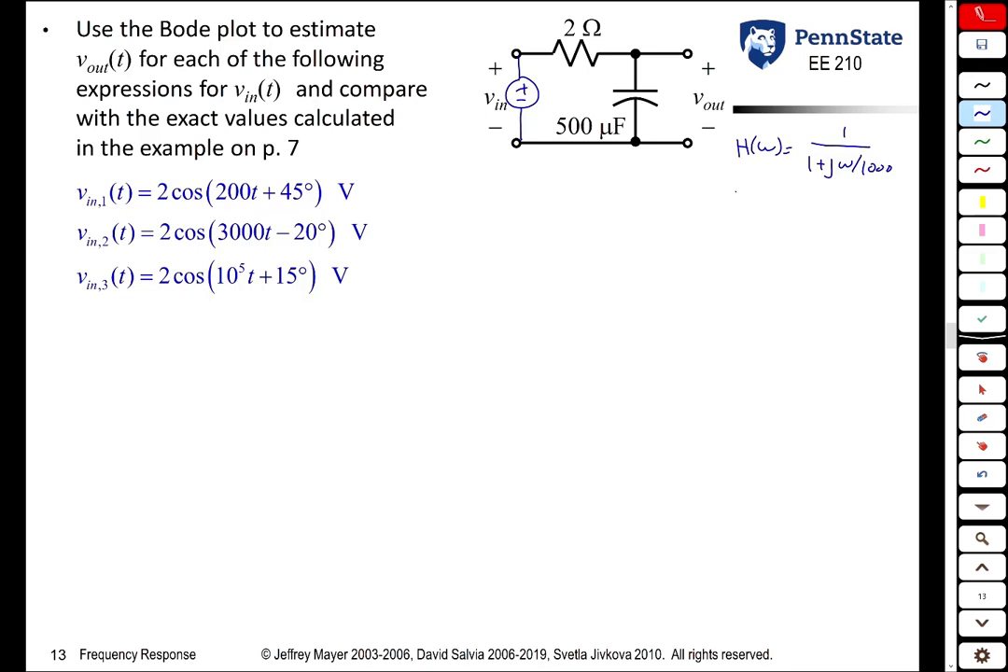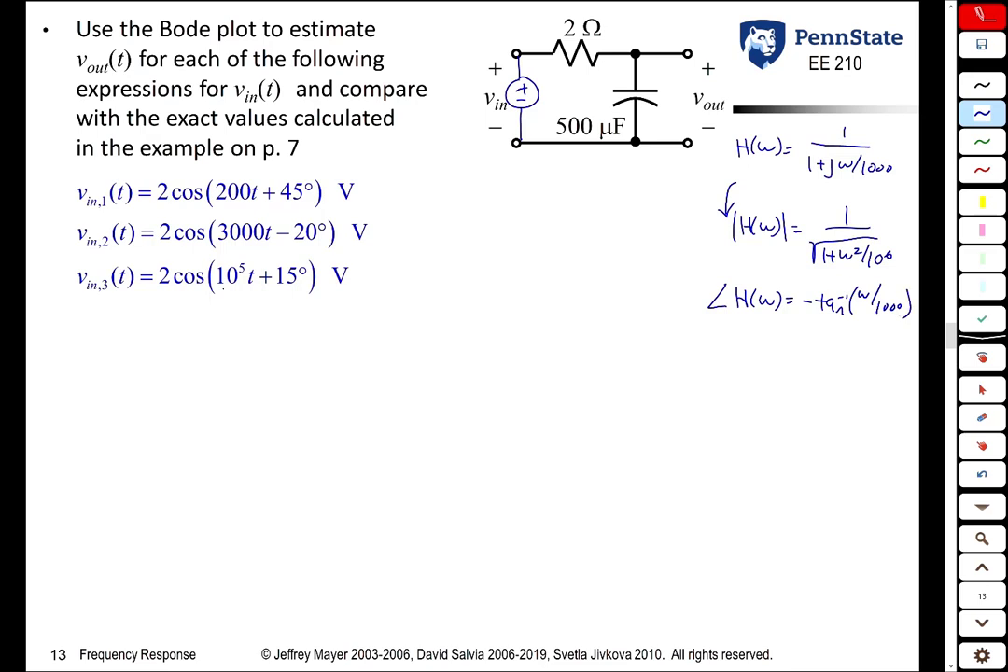And we saw that that in turn could be broken down into its magnitude response, which was just 1 over the square root of 1 plus omega squared over 10 to the 6th, and its phase response, which was nothing more than negative inverse tangent of omega over 1,000.